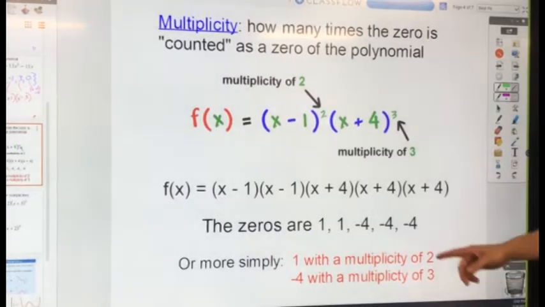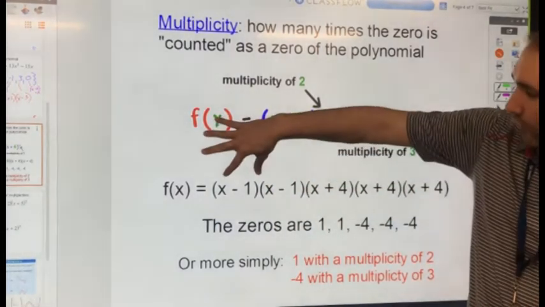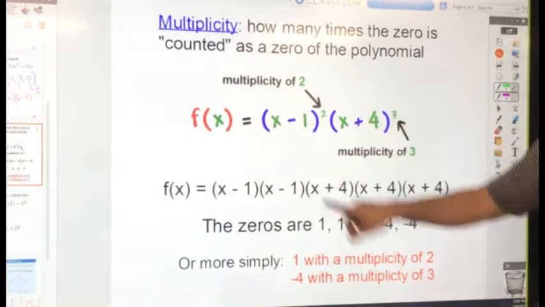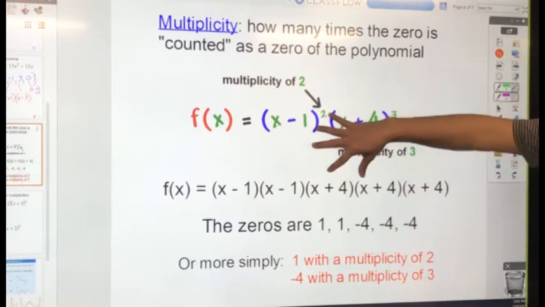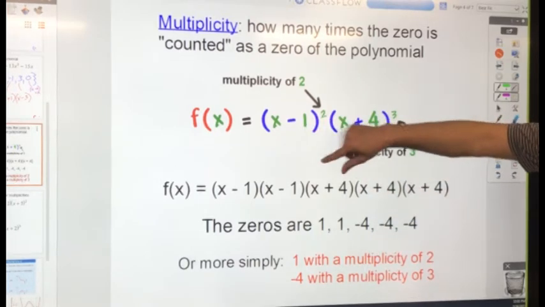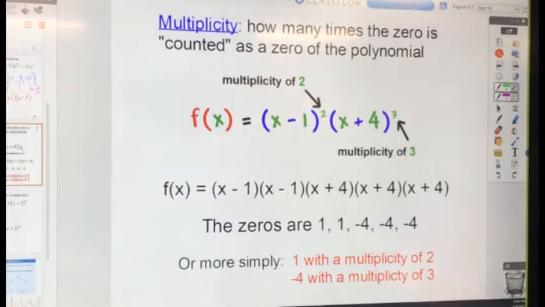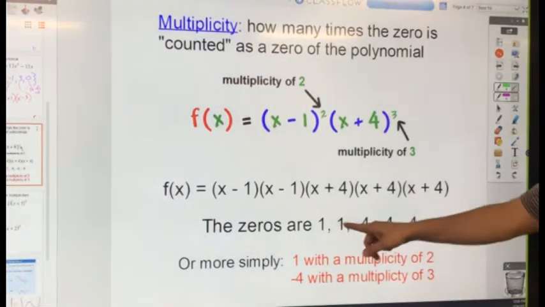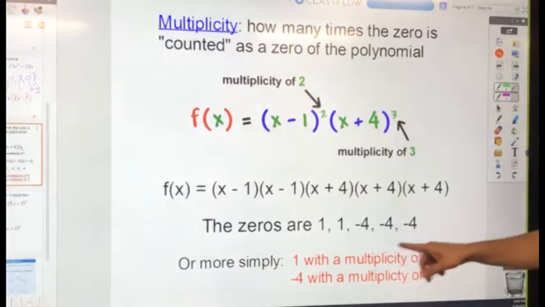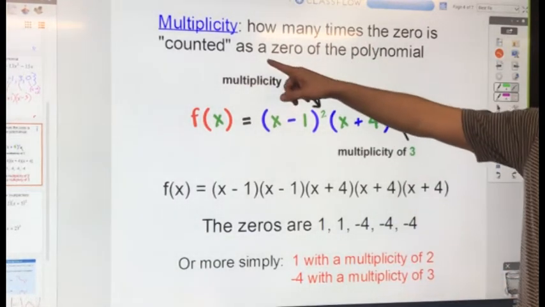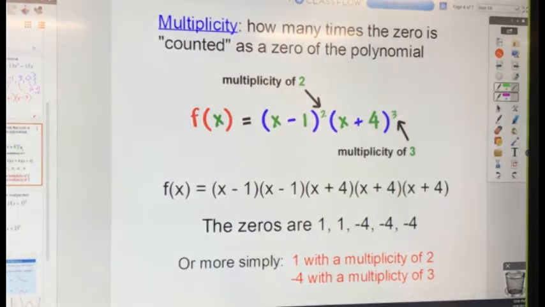And if I were to take each of these factors and find the zeros of them, what would make x minus 1 0? Positive 1. So that would also be a positive 1. What would make x plus 4 0? A negative 4, which means that one's also negative 4, and that one's also negative 4. So I have 2 1s and 3 negative 4s. That is what's known as our multiplicities. It's how many times a 0 is counted as a 0.